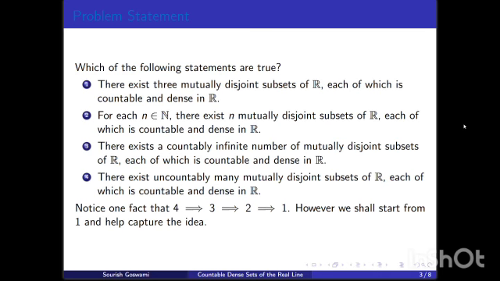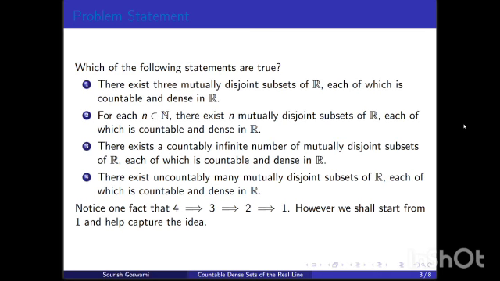Notice one fact: 4 implies 3 implies 2 implies 1. Well, if 4 is true, then there are uncountably many disjoint subsets. Take a countable subset. That proves 3. If 3 is true, take any finite number n, it proves 2. If 2 is true, then just set n equal to 3 and we get 1.